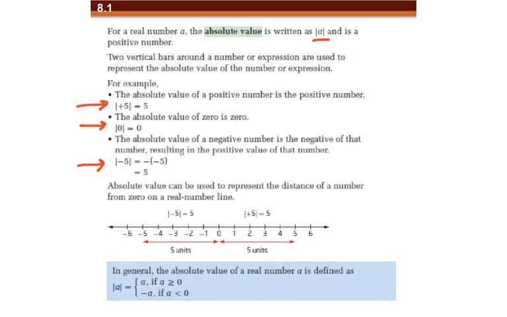So essentially what those absolute value bars do is they take the number that's inside and make it positive if it isn't already. If it is a positive, they have no impact. But if it's not positive, if it's negative, then the absolute value changes it to positive.